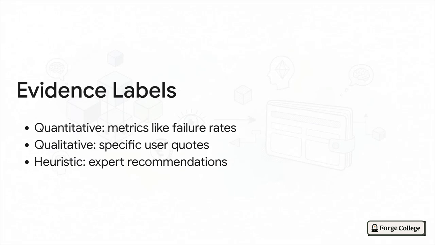But how do we actually label that evidence? We categorize it by the level of certainty. Is it quantitative, like, say, a really scary 42% failure rate? Is it qualitative, like that terrified user quote we talked about earlier? Or maybe it's heuristic, meaning it comes from a security expert's direct recommendation. Tagging it this way tells the inspector exactly how confident we are in each and every fix.